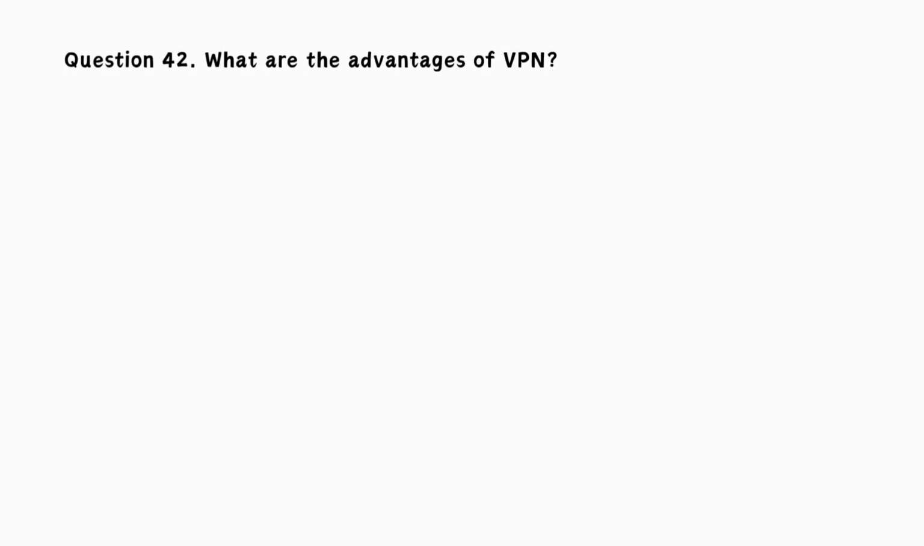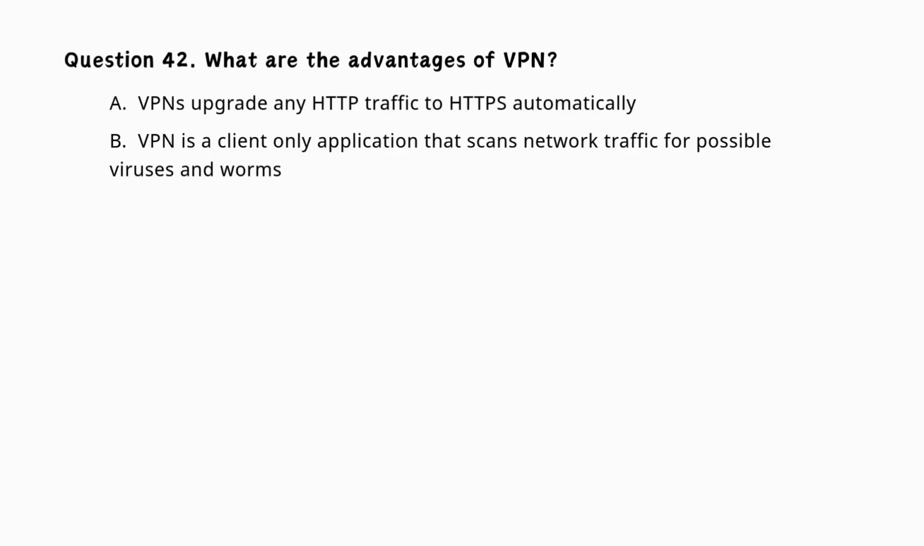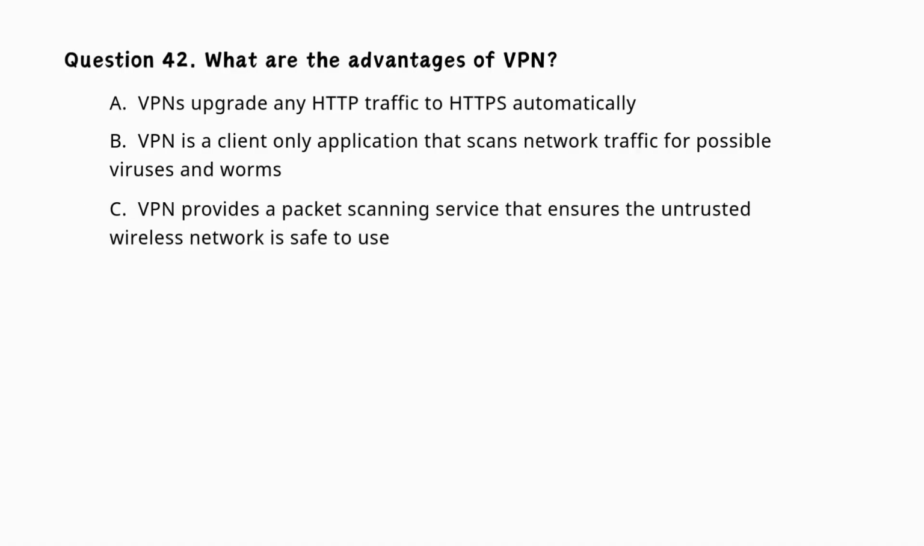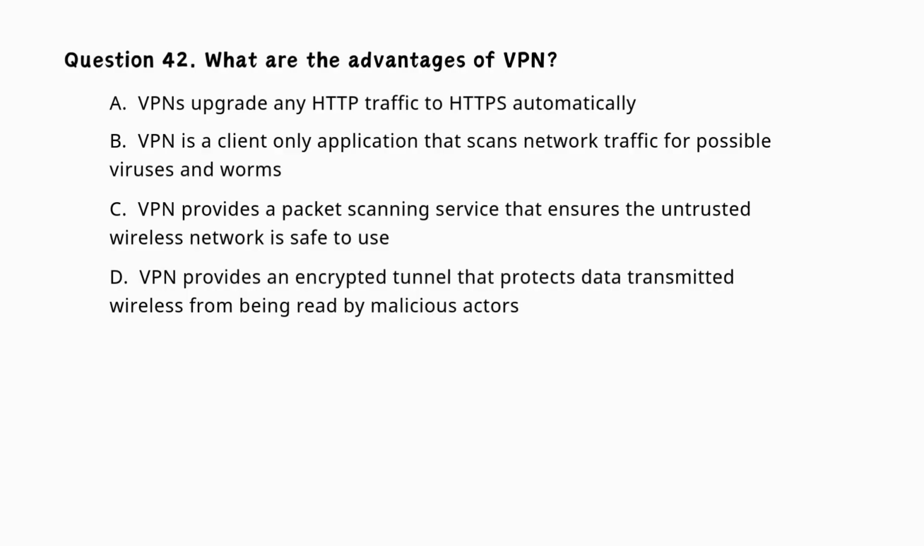Question 42. What are the advantages of VPN? A. VPNs upgrade any HTTP traffic to HTTPS automatically. B. VPN is a client-only application that scans network traffic for possible viruses and worms. C. VPN provides a packet scanning service that ensures the untrusted wireless network is safe to use. D. VPN provides an encrypted tunnel that protects data transmitted wirelessly from being read by malicious actors.